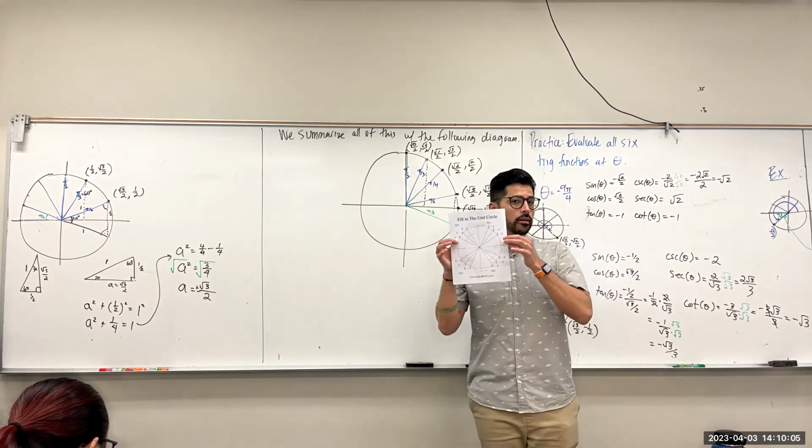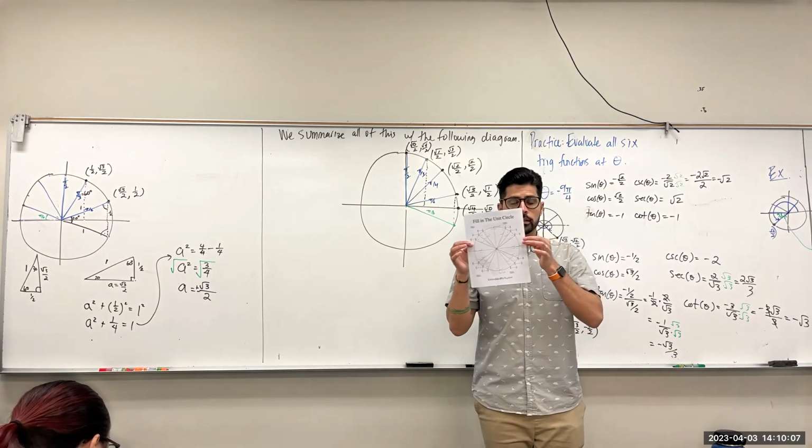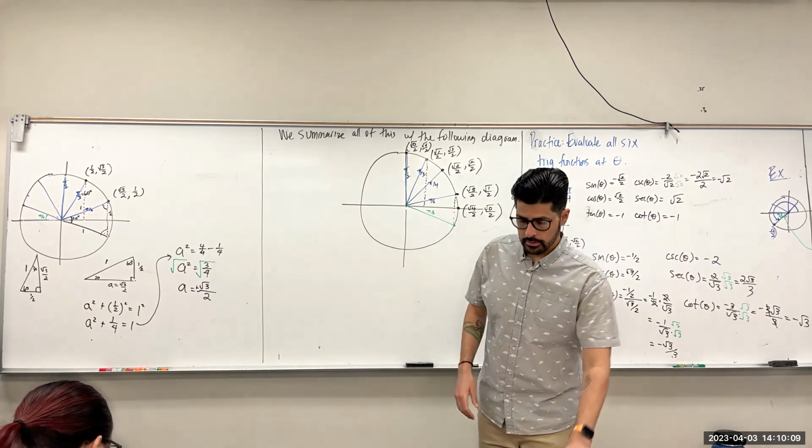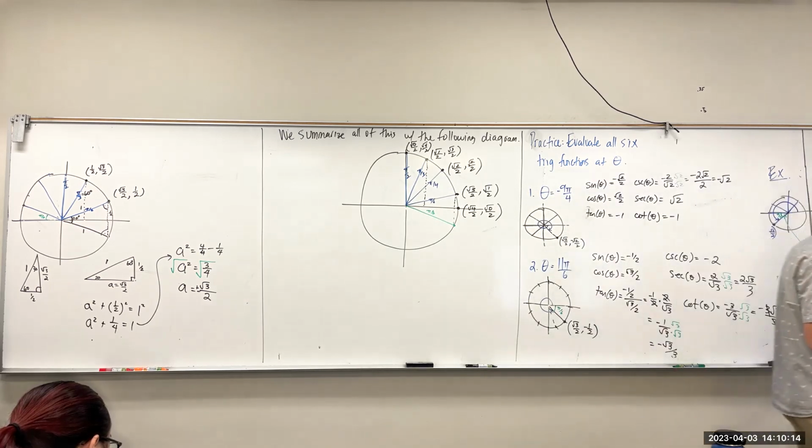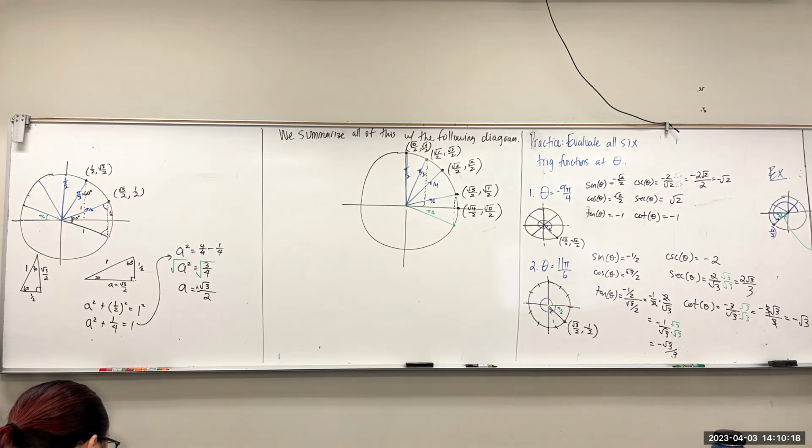Did anybody not get the unit circle sheet? Let's see here, and then see everything. Correct, yeah, that's why there's two there. That's 360, which is also 0.